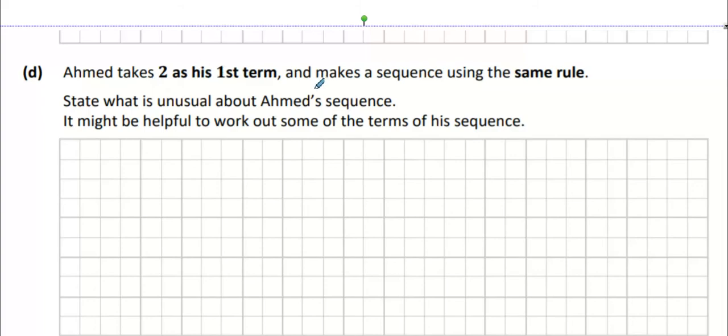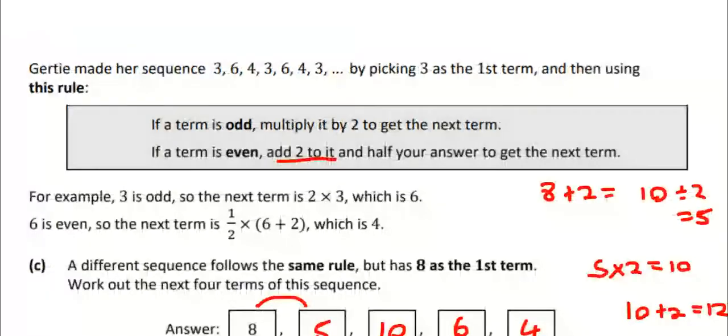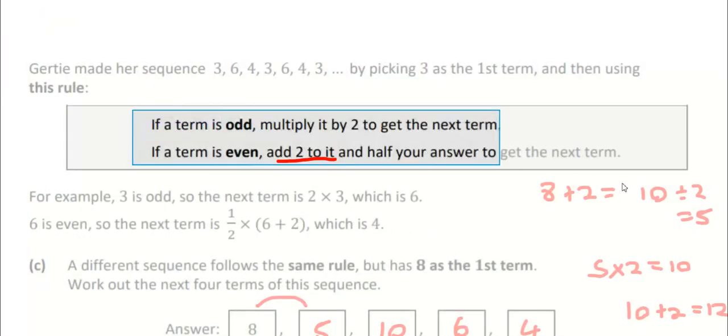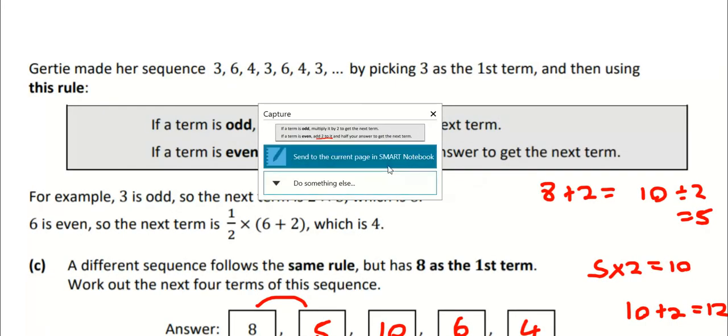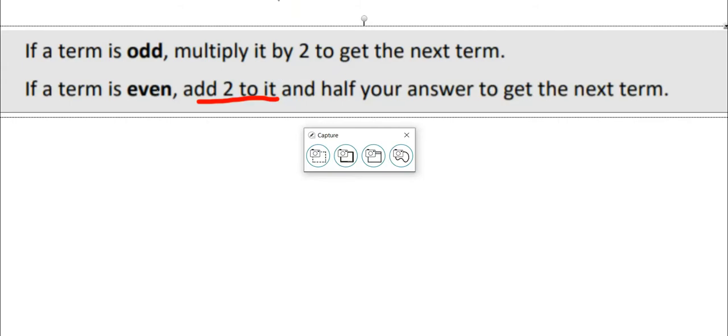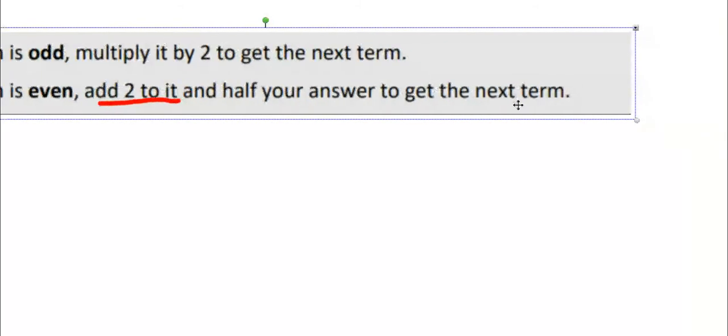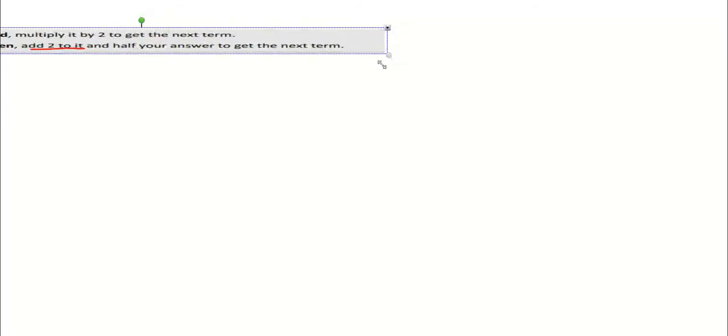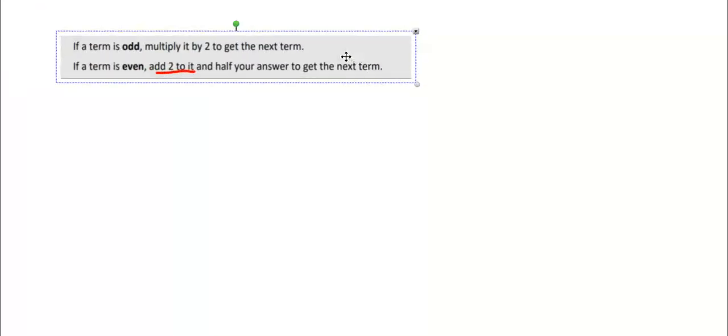Ahmed takes 2 as his first term and makes a sequence using the same rule. What is so unusual about Ahmed's sequence? It might be helpful to work out some of the terms in the sequence. Okay, so we're going to use the same rule. Might just copy and paste the rule onto this page so I can use it. I'm going to shrink it down. I need to have it in front of me when I'm doing this.